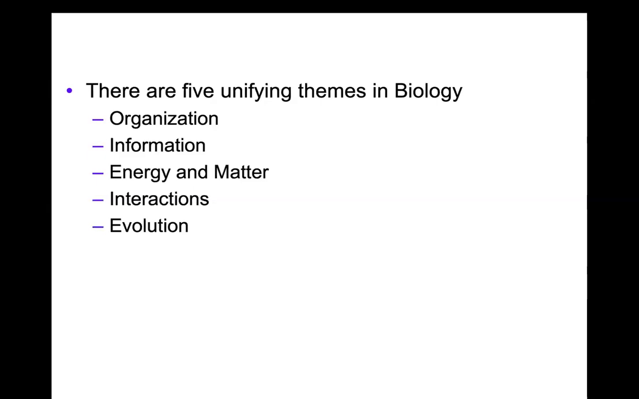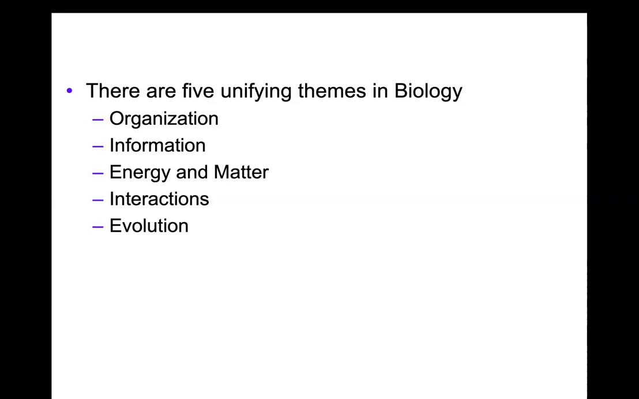So there are five unifying themes that we find in biology. One is organization. This could be how organisms are organized from the molecular level all the way up to the tissues or organ level, organ system level. Information. How is information exchanged? This could be genetic information. How is that exchanged from one cell to another cell? Energy and matter. How do we consume energy? How do we get energy? Who produces energy? There's many aspects to look at there.